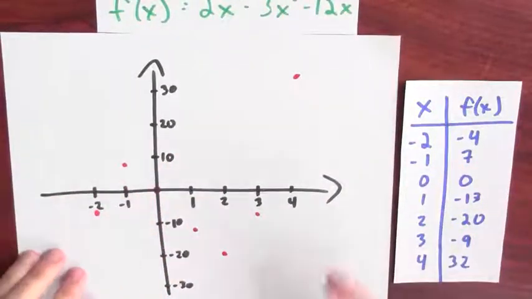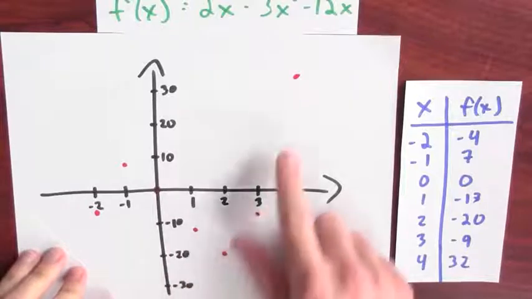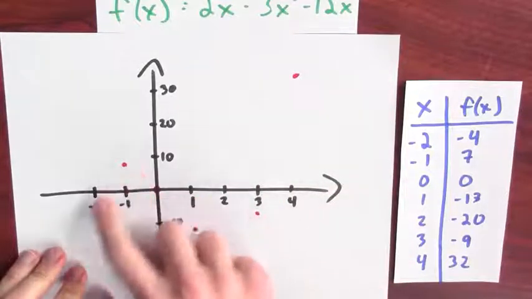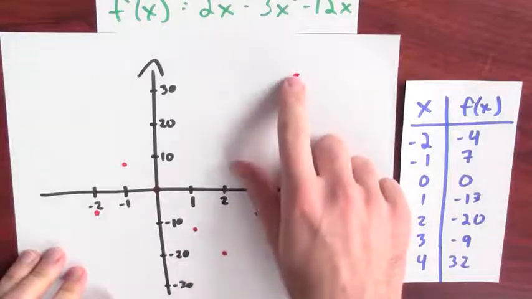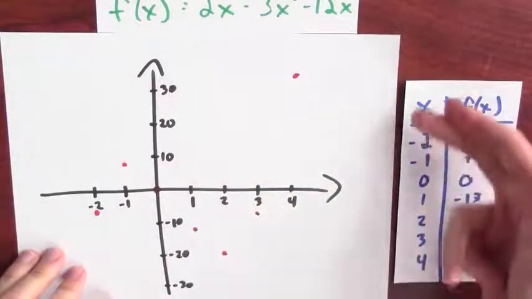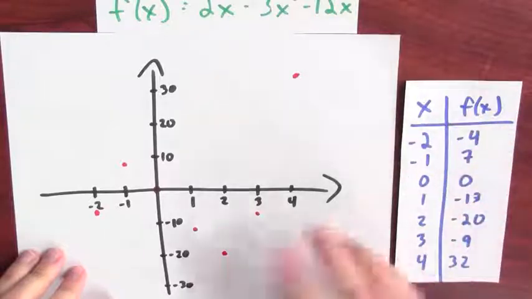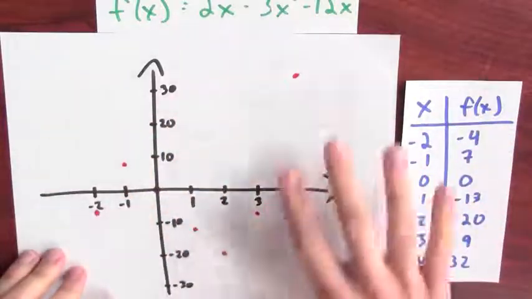The issue is, how do I really know what happens between these points that I plotted on the graph? How do I know the graph isn't doing some crazy wiggling in between? How do I know that I've really picked enough input points to really get a good idea of what this graph is doing? We're going to use derivatives to make sure that we're really capturing the qualitative features of the function.